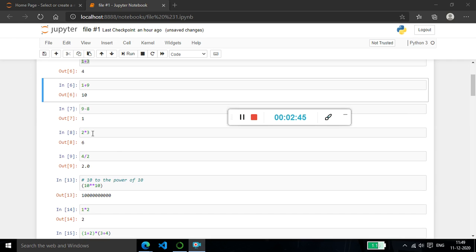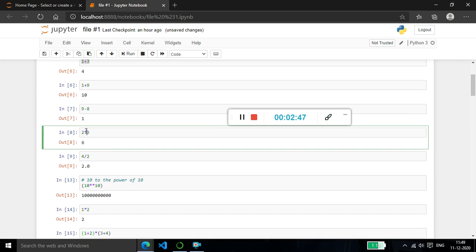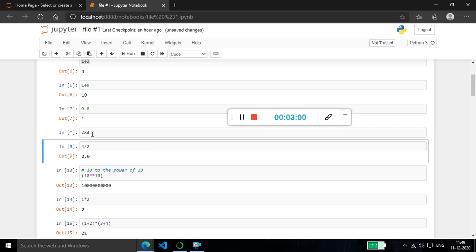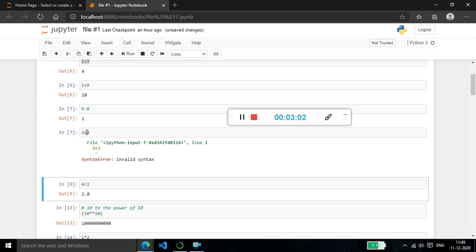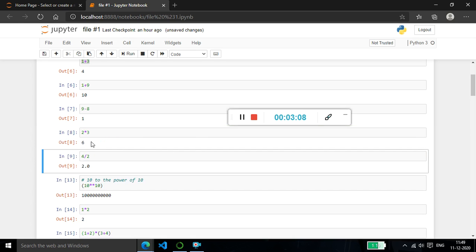2 multiplied by 3. This is the multiplication symbol, not the x. If I remove this and put x, it doesn't detect it. It shows it in black color, which means it's a syntax error. If I run it, it says invalid syntax. So for multiplication, we have to use this symbol, then shift plus enter. And for division, we have to use slash and shift plus enter.